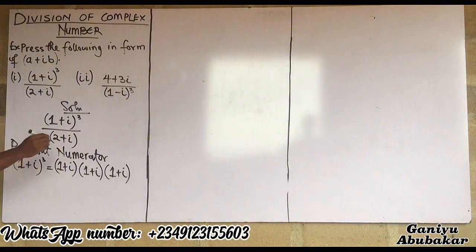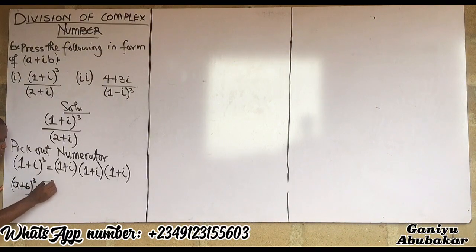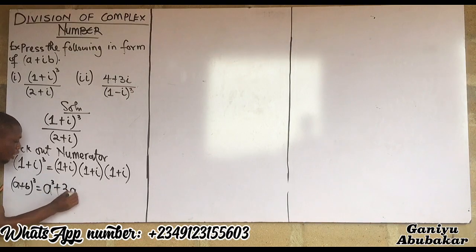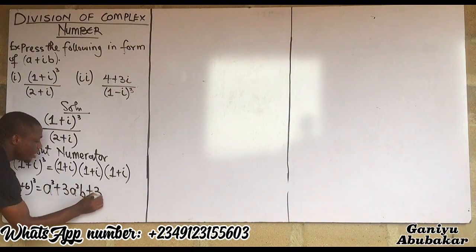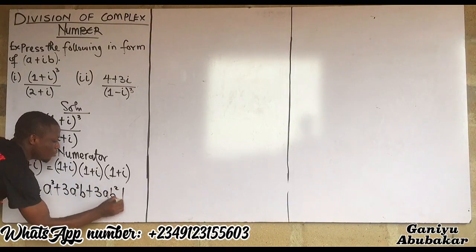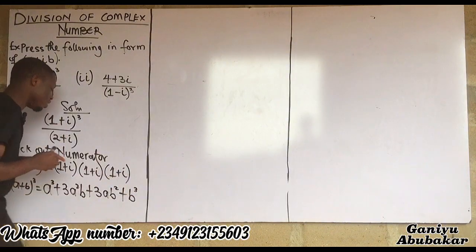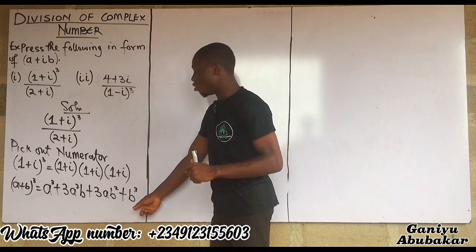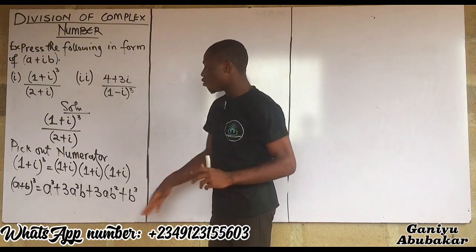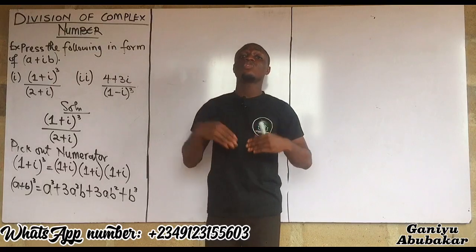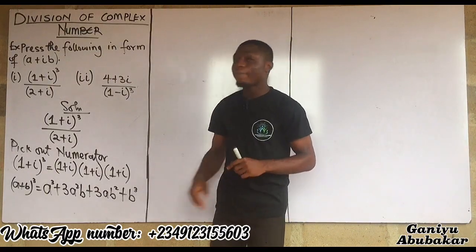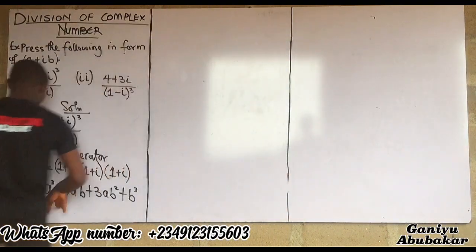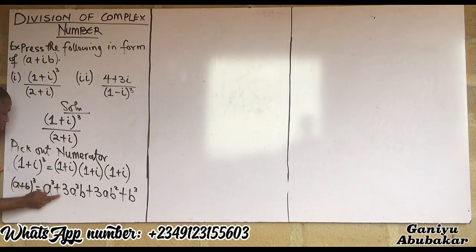Recall that what we know generally is that if I have a plus b to power 3, this means a cube plus 3a squared b plus 3ab squared plus b cubed. This is the idea behind Pascal's triangle of expansion of binomial theorem. I'll drop the link in the description so you can know how to expand using Pascal's triangle. So from here now, I'll relate this one here to this.